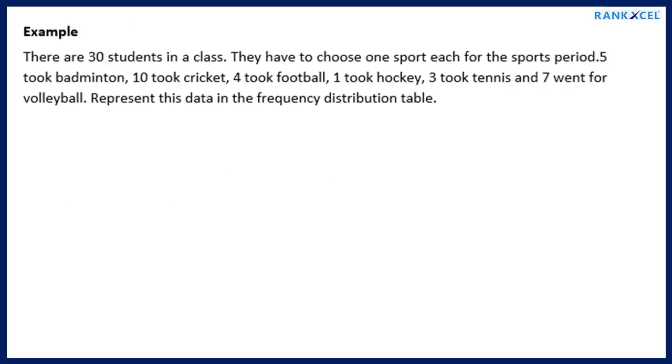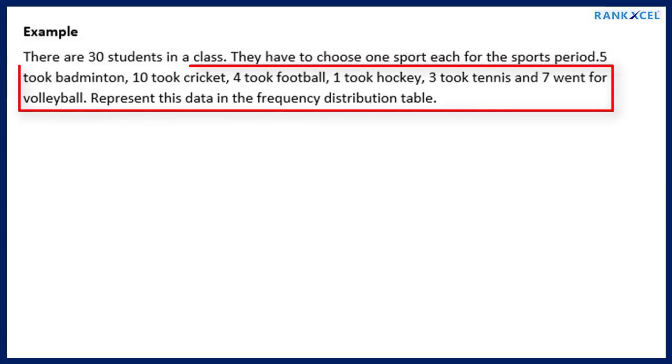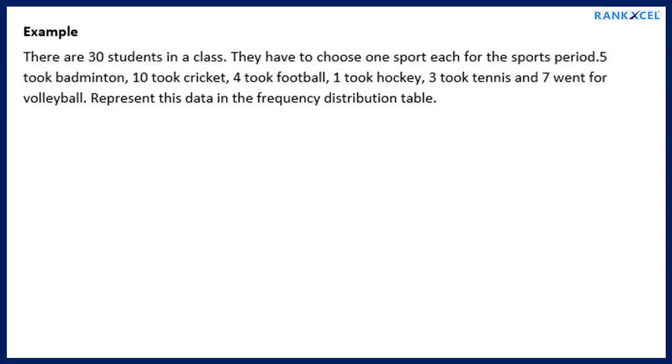Example. There are 30 students in a class. They have to choose one sport each for the sports period. 5 took badminton, 10 took cricket, 4 took football, 1 took hockey, 3 took tennis and 7 went for volleyball. Represent this data in the frequency distribution table.